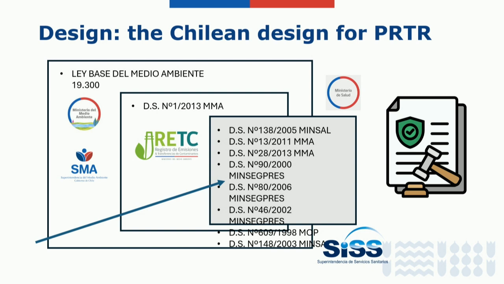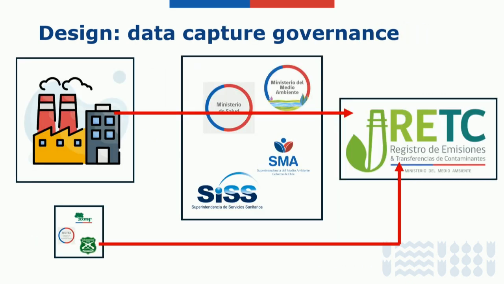Then it has a more operational aspect in a specific decree, and this specific decree links the operation of the PRTR to other environmental compliances that may or may not be in the environmental institutional framework. That poses a governance challenge to the PRTR, which is then solved by the specific regulation that, again, regulates the operation of the PRTR. We solve this by following this diagram.